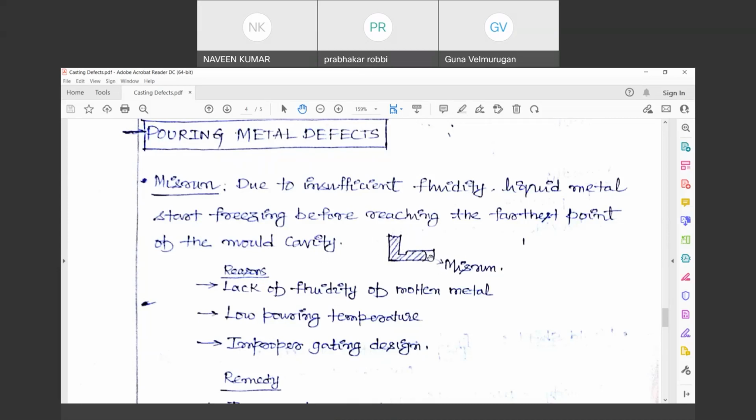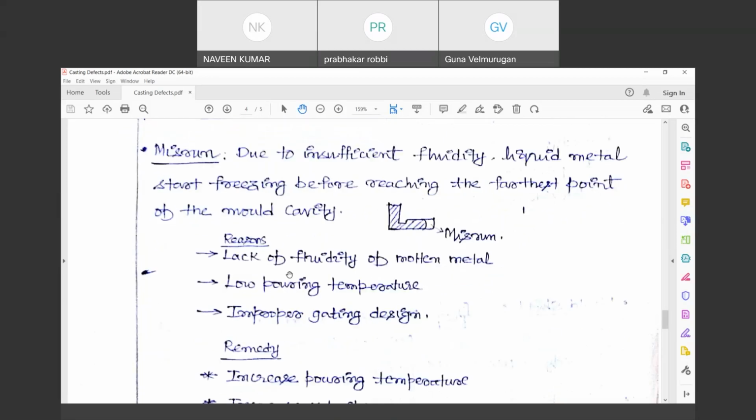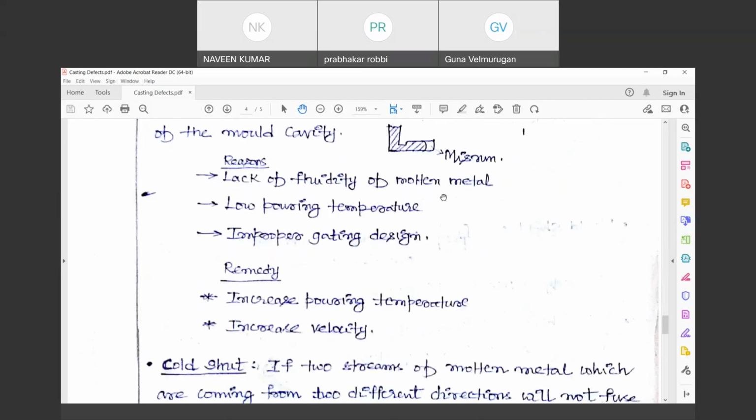So there is some gap left, there is room for material to be filled. And what are the reasons? These are the reasons: lack of fluidity, lack of proper pouring temperature, improper gating design. Either of these three or all of these three are the reasons for this misrun. Remedy, obviously opposite: increase pouring temperature, increase velocity. How can you increase the velocity? Proper gating system. That's it. Okay.